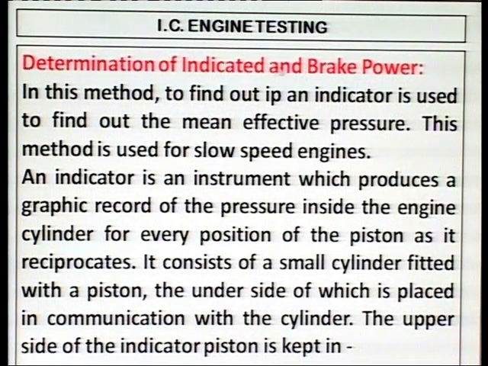Determination of indicated power and brake power. In this method, to find out IP, an indicator is used to find out the mean effective pressure. This method is used for slow speed engines. An indicator is an instrument which produces a graphic record of the pressure inside the engine cylinder for every position of the piston as it reciprocates.